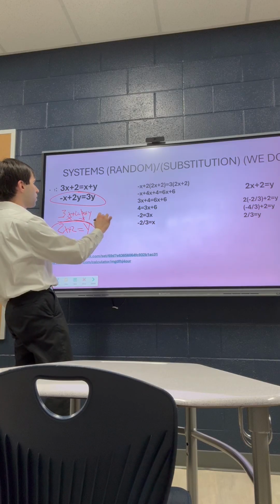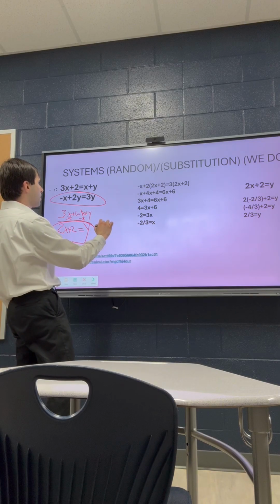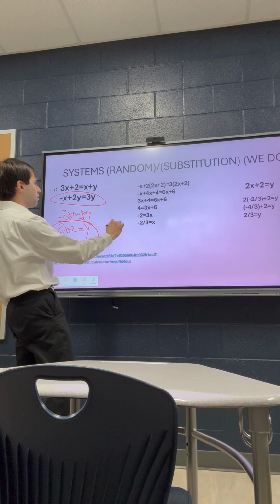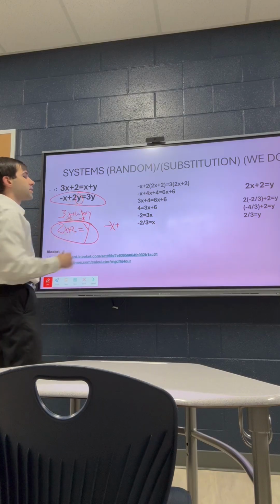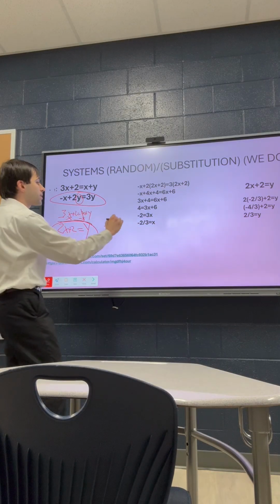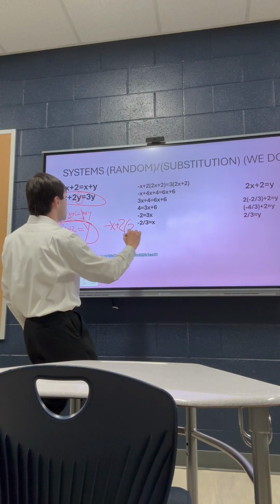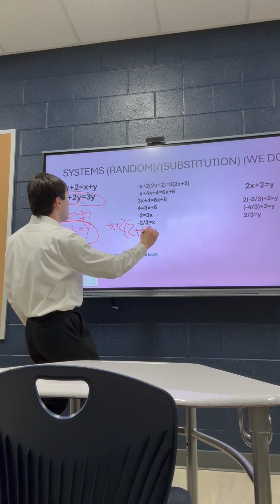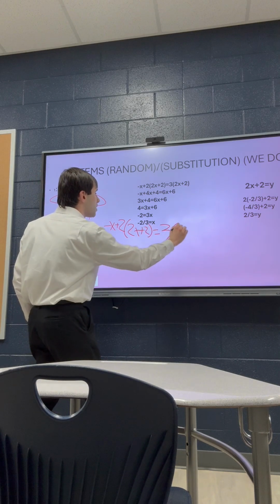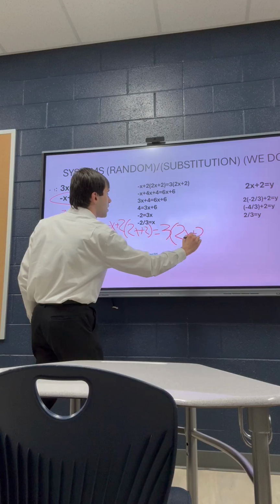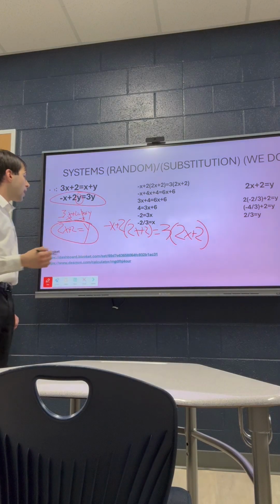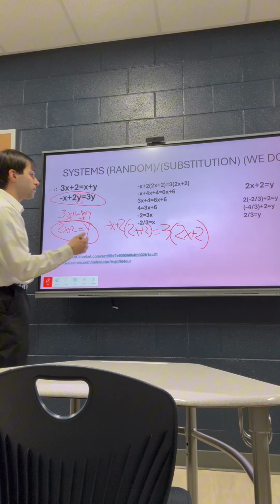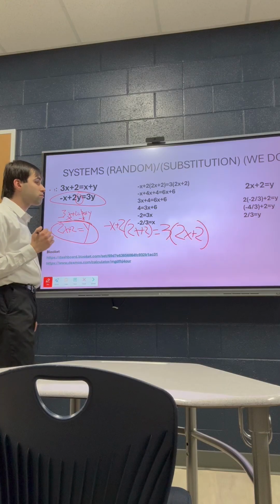And then we get negative x plus, we know what y is. y is not a variable anymore. We know what y is. 2 times 2x plus 2 equals 3 times 2x plus 2. And now we just have to solve for x. So how do we solve for x here?